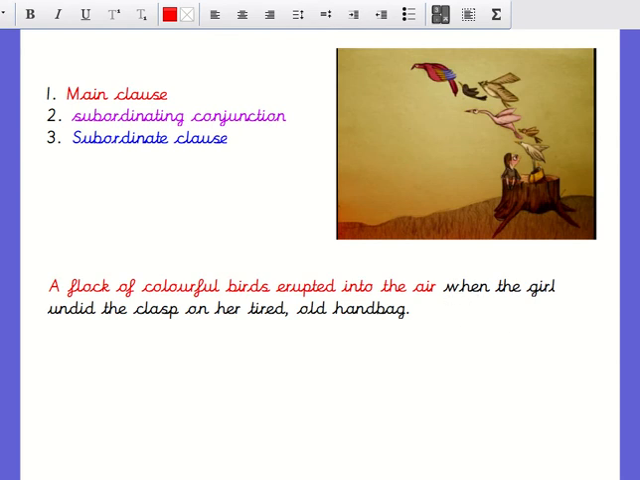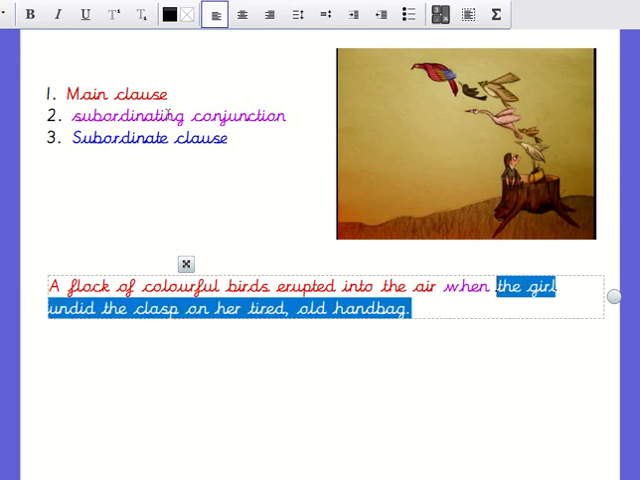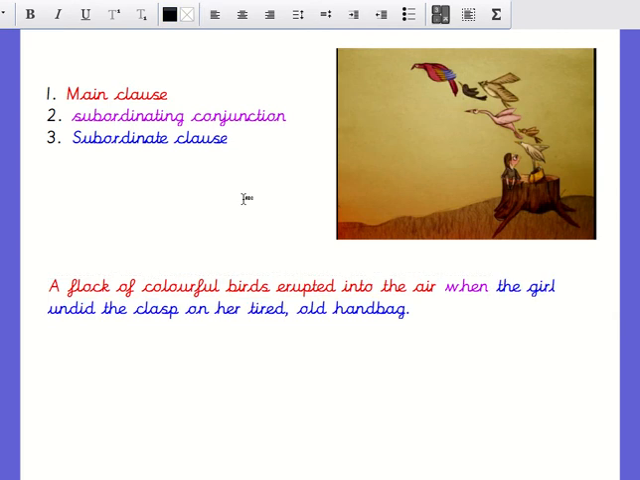When, let's have a look again. Aha, when is one of our subordinating conjunctions. So let's make that one purple to make it nice and colour-coded, Year 4. So when the girl undid the clasp on her tired old handbag. So let's have a look for our verb. The girl undid, that's the action. She undid the clasp. So there's our verb, there's our subordinate clause. Colour that in. Brilliant. So we've got the main clause, the subordinating conjunction, when, and the subordinate clause, and it's got the verb undid.